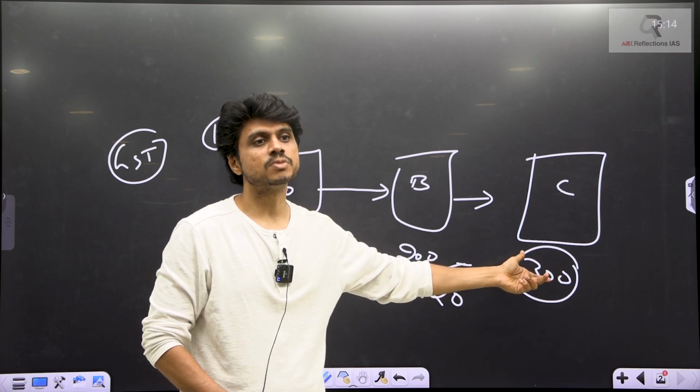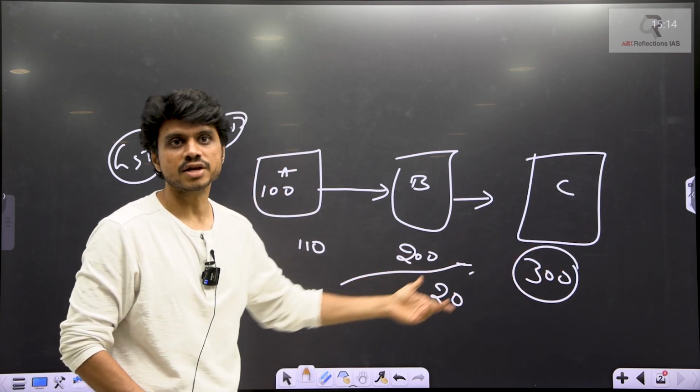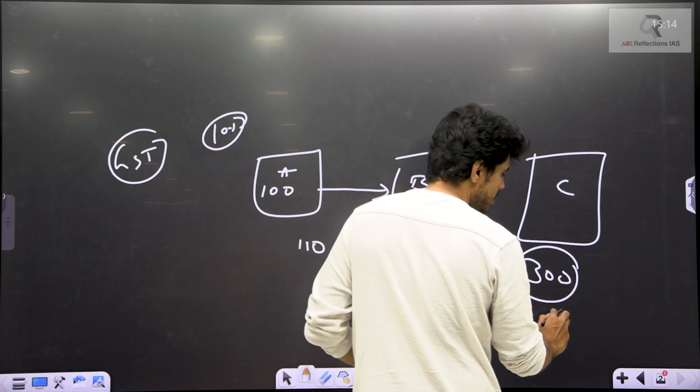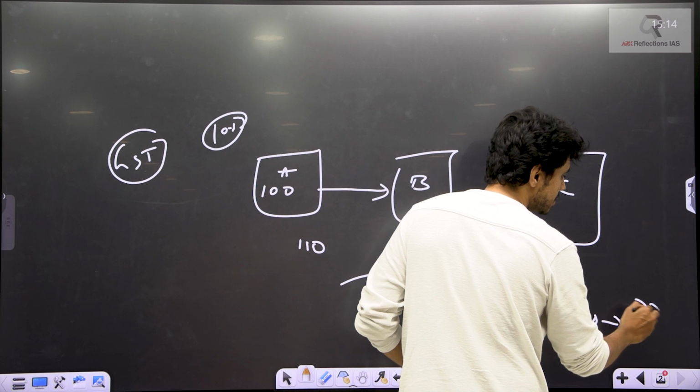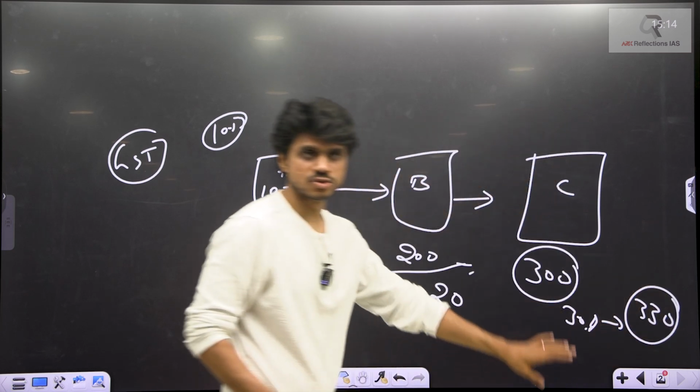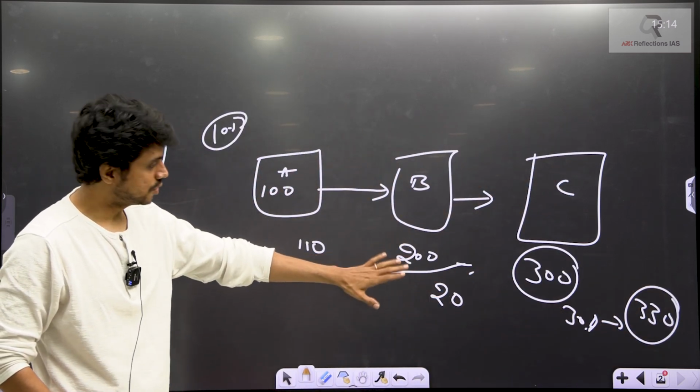Now again you apply the 10% tax. How much is the tax? Okay, here again 10%, I am saying, is 30 rupees. Okay, so then the price becomes 330. Now keep the same price values. Okay, now I will tell you.